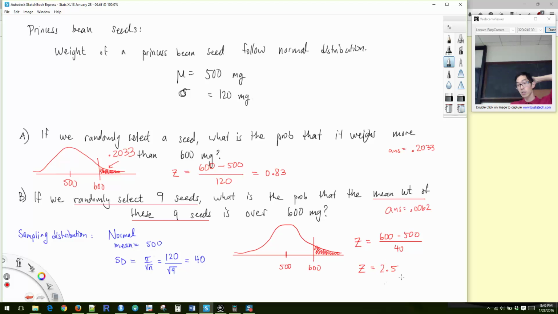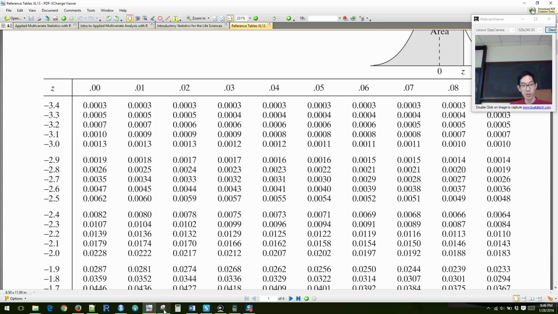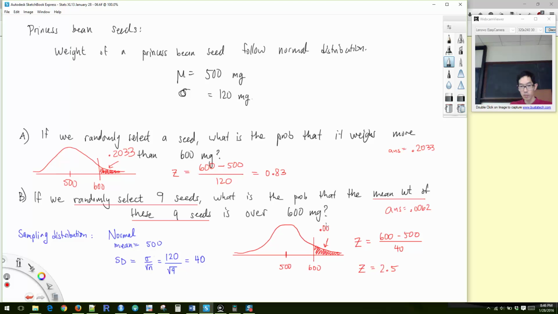Because we said z's greater than 2 are unusual, whereas here in part A we got a z less than 1, which is quite normal or mundane. Okay, so we look up z equal to 2.5, and we want to know what's the area to the right of z equal to 2.5. I'm just going to look up the area to the left of negative 2.5, but you could look up the area to the left of positive 2.5 and subtract that from 1. And I look this up and I get 0.0062, okay? And so my answer here is 0.0062.